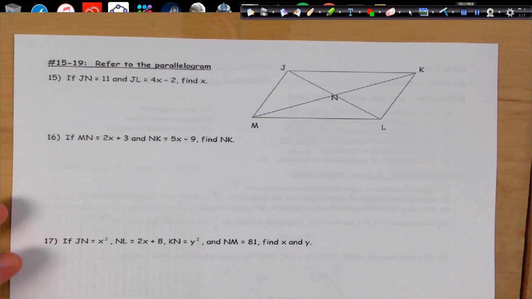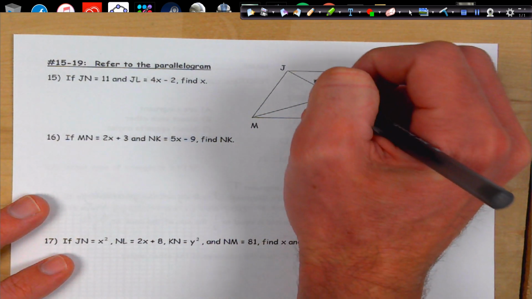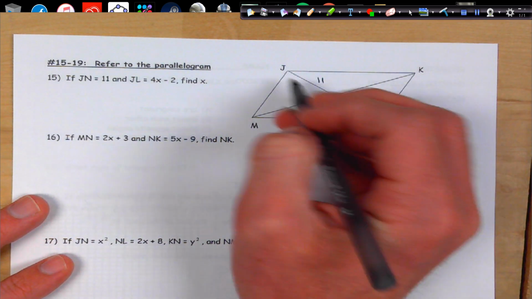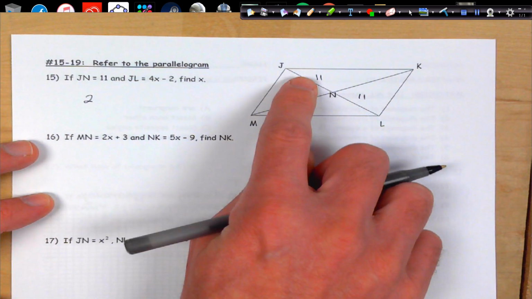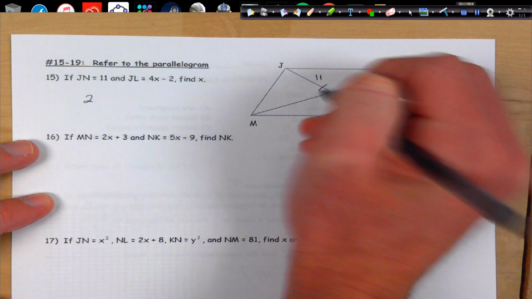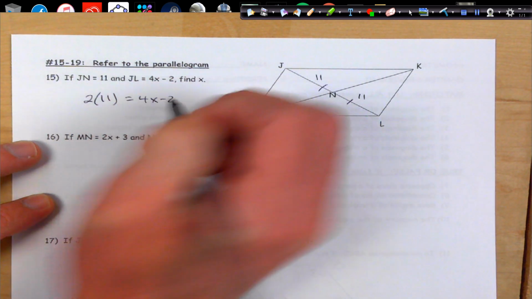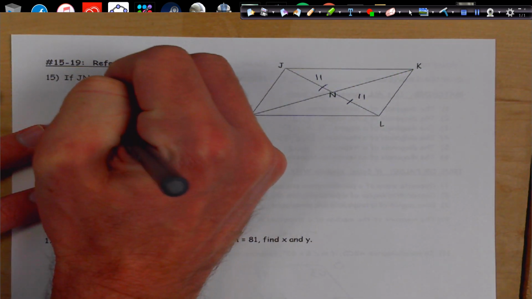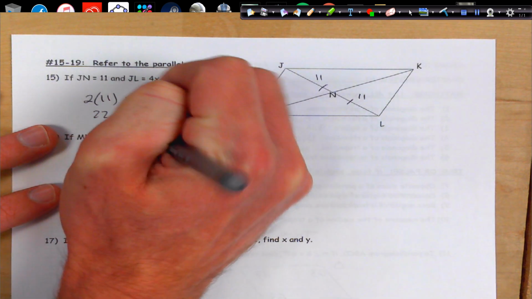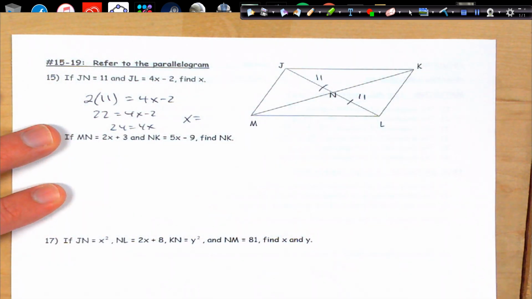Our next shape is a parallelogram. JN is this segment here, and then JL is the entire segment. So if JN is only half of it, but JL is the whole thing, I'm going to need to double this. These two pieces are congruent because they bisect. So I can double 11 and set it equal to 4x minus 2 because JL is the entire piece here. That's going to be 22 equals 4x minus 2. Add the 2. 24 equals 4x. X is going to equal 6.